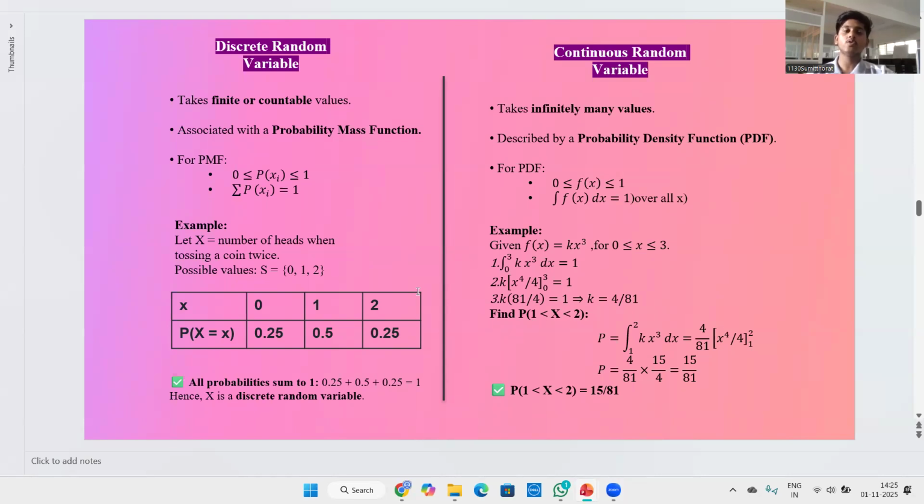The probabilities may be 0.25, 0.5, and 0.25 respectively. Since the total equals 1, X is a discrete random variable. Such variables appear in everyday problems like counting customers or errors. They are easy to visualize and essential for probability distributions. Discrete variables are often modeled using binomial or Poisson distributions.